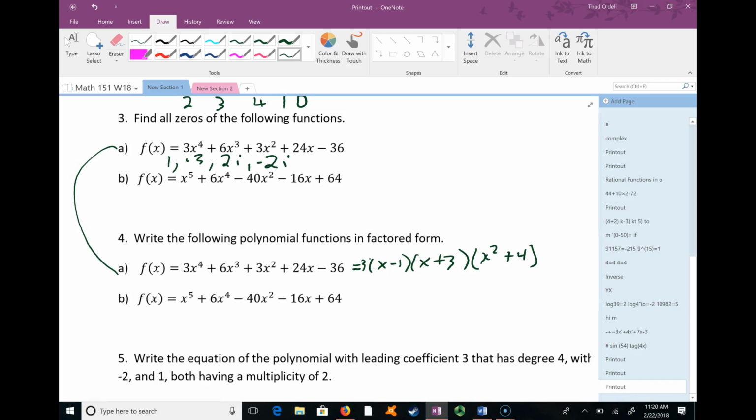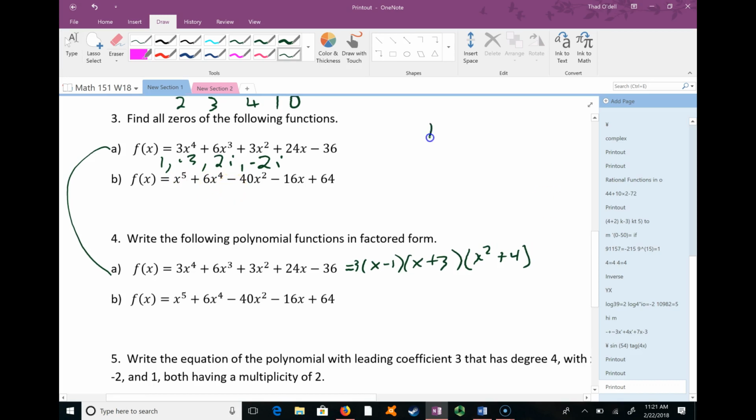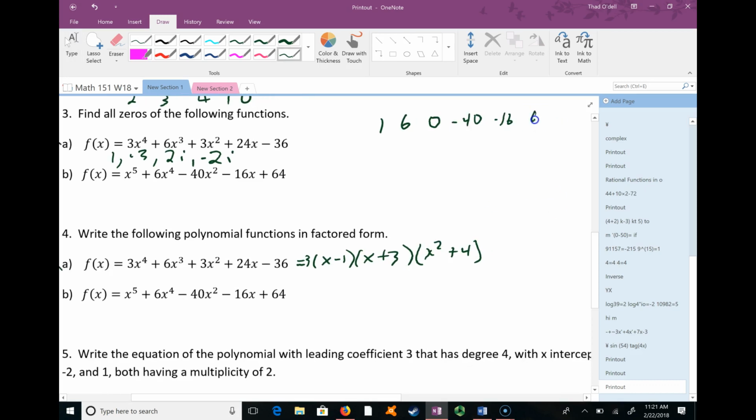All right. So we're going to do something similar with this, run through synthetic division. I think it was 2, -2, and 4, -4, I don't remember, but you get that from looking at the calculator. But notice here it's x to the 5th, x to the 4th, and there's no x cubed. So when you run this through synthetic division, you do a 1, a 6, a 0, a -40, a -16, and a 64.